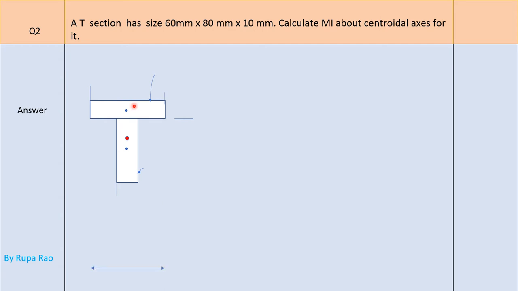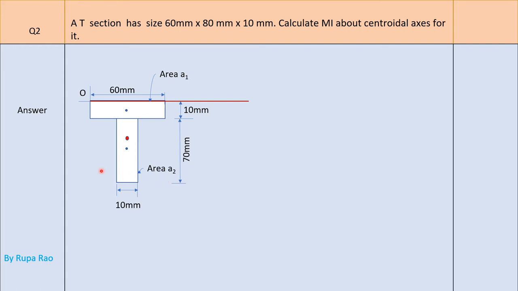Now this top flange is 60 and this thickness is 10 mm. And this vertical rectangle has 10, this 70 and this 10, total is 80 mm. So the vertical rectangle is called the web, the top horizontal rectangle is called the flange. So the flange we will take as 60 by 10, and the vertical rectangle will be 10 by 70. Total from here to here is 10 plus 70, that is 80 mm, which is given here. So this is a T section for which we are going to find the moment of inertia about the centroidal axis.